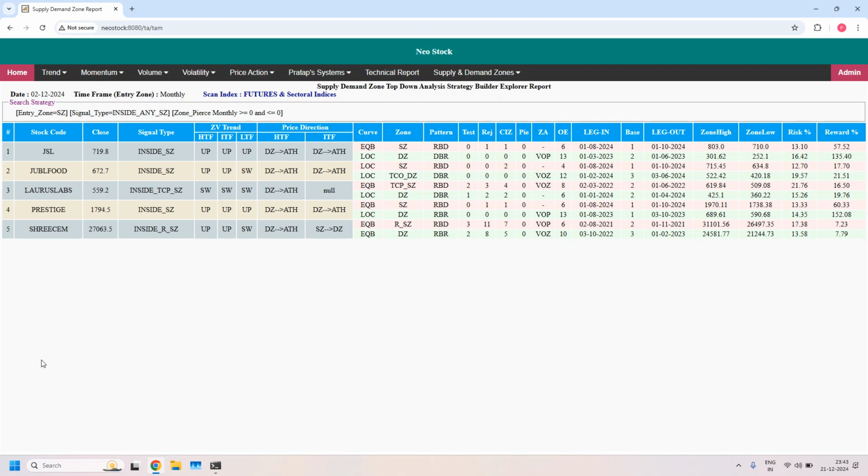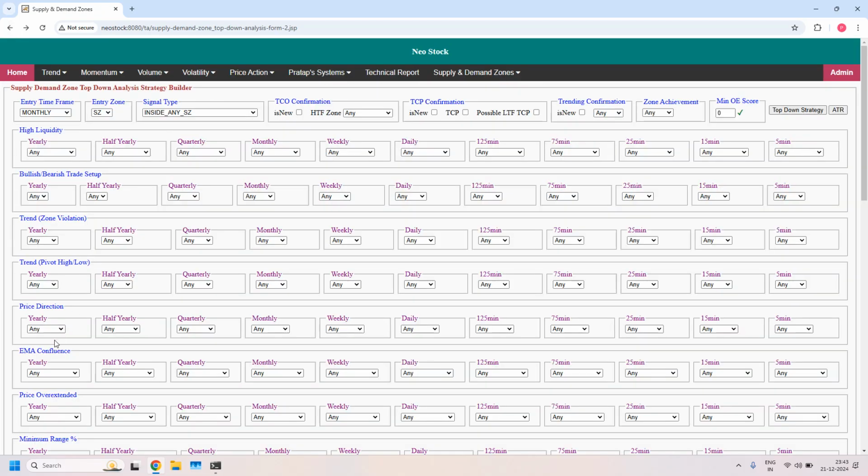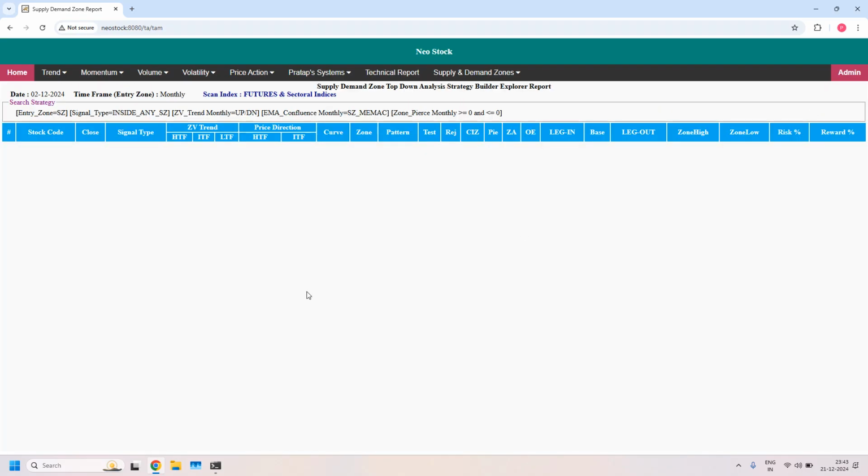Let us verify out of these 5 monthly supply zones, how many are having monthly EMA confluence. Actually, sideways we have to ignore. We have only 2 stocks, first and fourth. Let's verify whether those stocks have any monthly EMA confluence for monthly supply zones. So in the EMA confluence at monthly time frame, I am adding the filter monthly supply zone having monthly EMA confluence, and the trend at monthly time frame should not be sideways, it can be up or down. Let's filter. So we don't have any monthly supply zones having monthly EMA confluence.